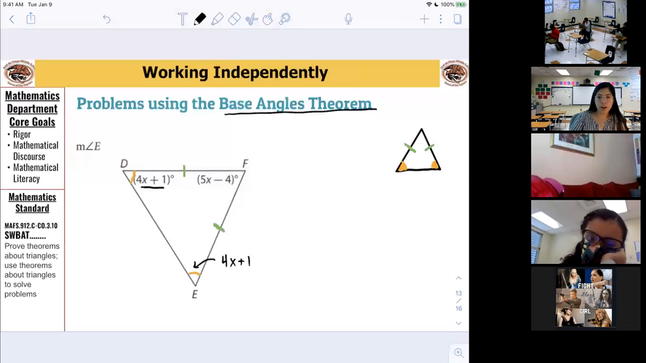But now I need to solve for x. So what other relationship do I know about triangles and the angles inside? What else do I know about triangles and all of the interior angles? That they're congruent? Oh, are they? Wait, no.